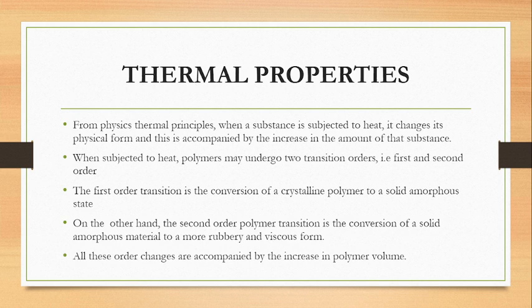Now, all these order changes are accompanied by an increase in polymer volume. So, volume tends to increase. When we change from the more packed to a less packed form, the volume increases, maybe twice the amount that was there for the crystalline. Again, changing from that highly packed, to loosely packed, to a more liquid form, the volume also increases. I think we understand that these are physical phase changes.